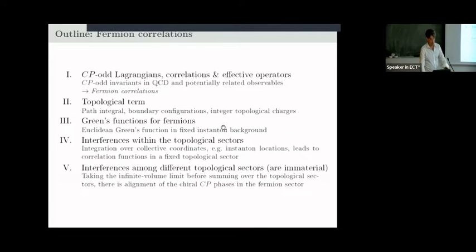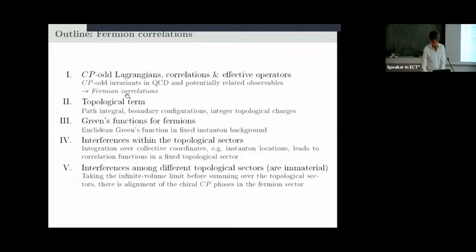So this is the outline of the first part. I will review what are the CP odd terms in the Lagrangian and how they connect with observables, in inverted commas, because here I stop constructing observables at fermion correlations. Of course, you can go further and connect it all the way to the electric dipole moment of the neutron, as was explained very concisely by Carlos yesterday. And one intermediate step here are effective operators, and this is of course the famous 't Hooft vertex that we are going to construct here by comparison with these fermion correlations.